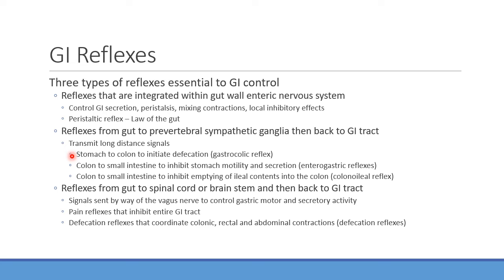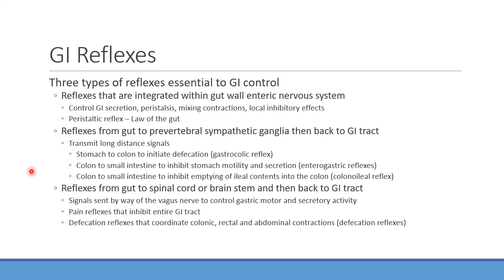So for instance, if I have a big meal, a big breakfast, where does that usually stimulate? I have to go to the bathroom afterwards, right? The stomach starting to distend says, hey, we've got a whole bunch of food coming in, we have to make room for it. Let's evacuate whatever we have in the colon and get rid of it. So that's what you can find there. It's better for long-distance transmission between different areas of the GI tract rather than just within local areas.